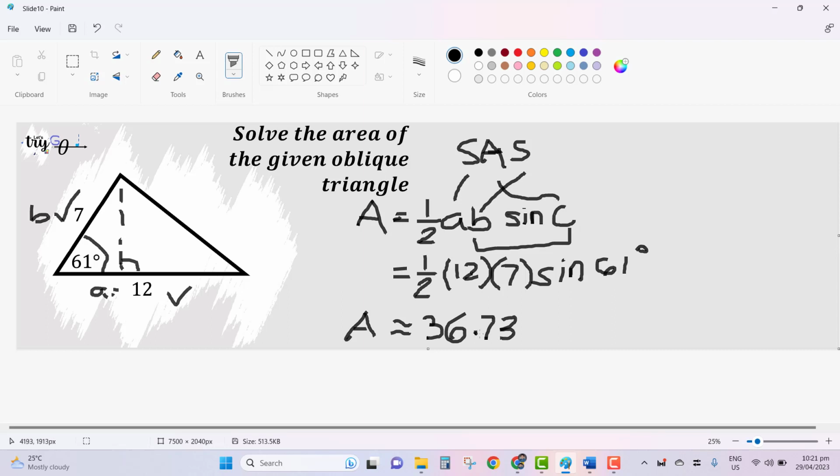So again, this is approximately 36.73. And to complete this, since it's an area, we'll be using square, and since it doesn't have specific units, you will have square units. So this is the computed area of this given oblique triangle having the measurements 7 and 12 for two sides and 61 degrees for the included angle.